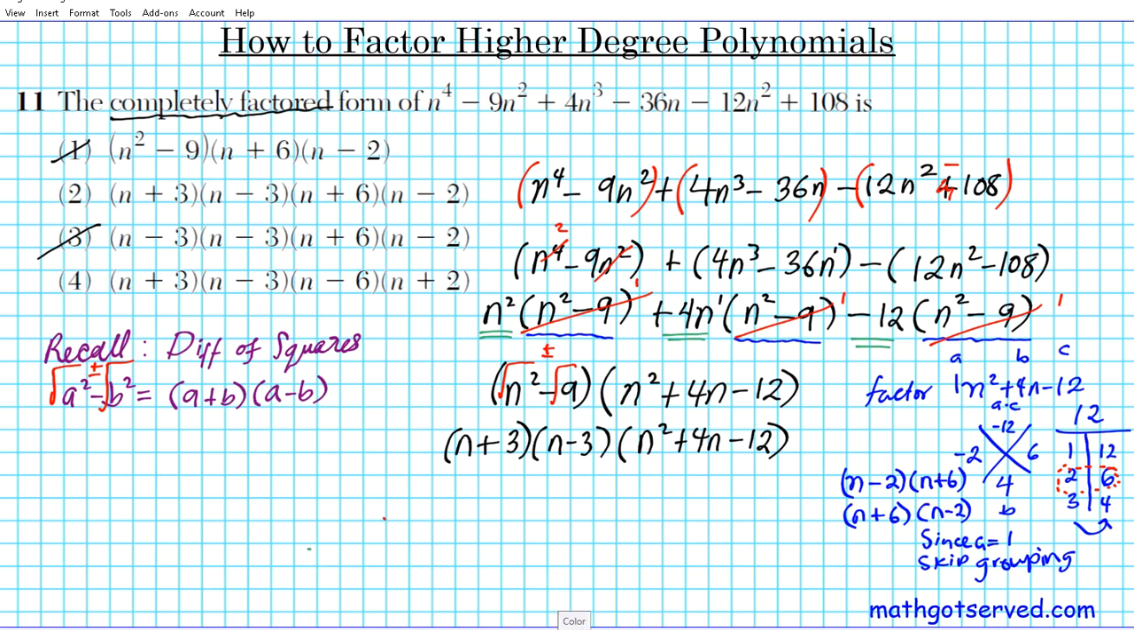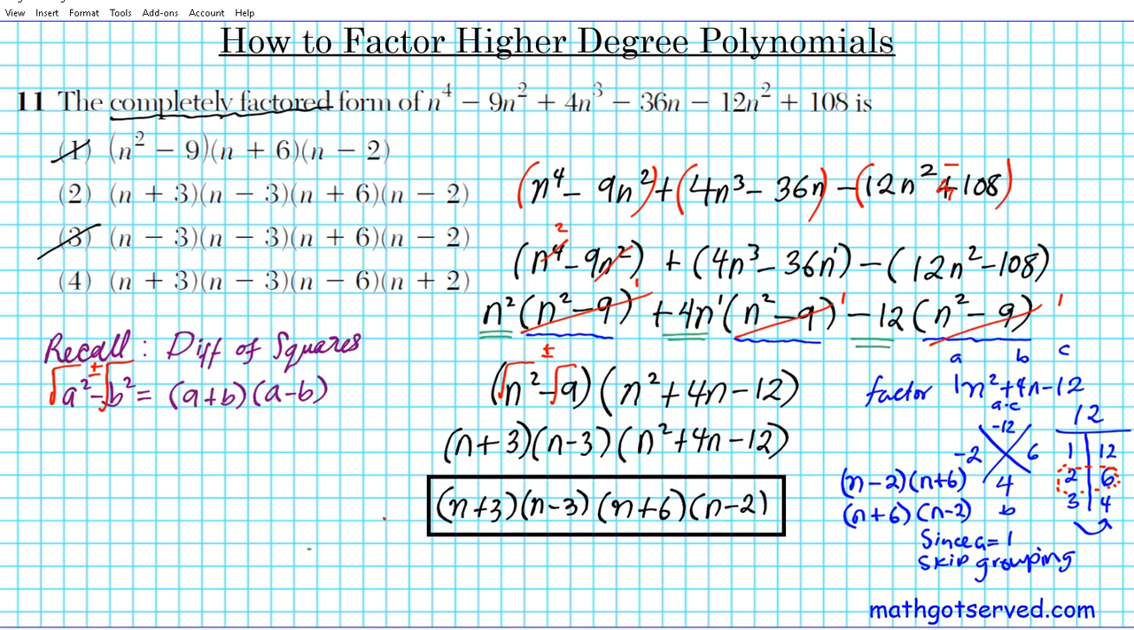So we insert that back into the problem, and our final answer, the completely factored form, will be n plus 3 times n minus 2, times n minus 3 times n plus 6 times n minus 2. Ladies and gentlemen, that is a completely factored form of the given quartic with 6 terms. So this is basically how you use multiple factorization methods, namely grouping, difference of squares, and the x game to factor higher degree polynomials.